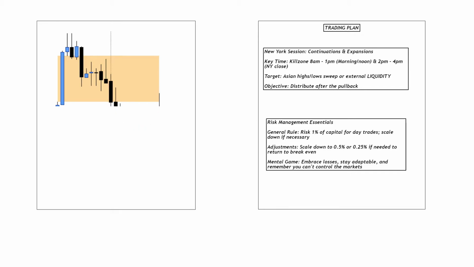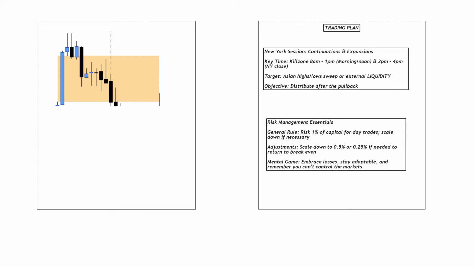This we will call an inversion fair value gap. After price violated this, it now turns into a bearish fair value gap. Price will come back into it to push lower. It was once a bullish fair value gap where it was supposed to be respected to go higher, but now price violated through it. Price will come back into it to push lower to continue the price action.